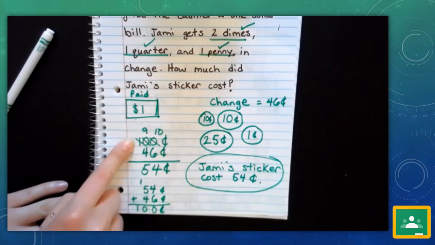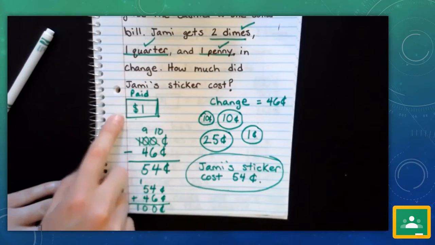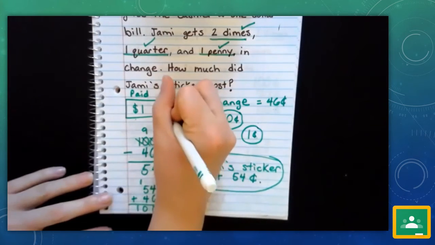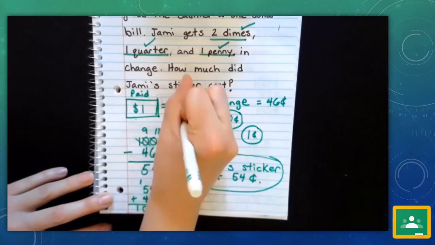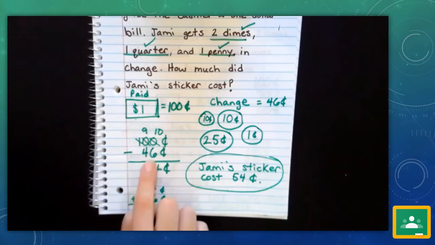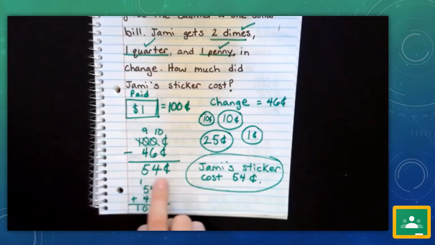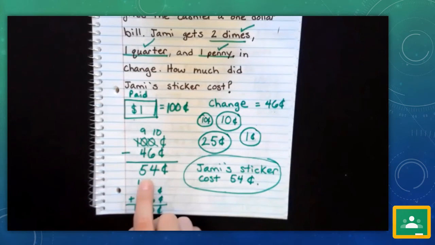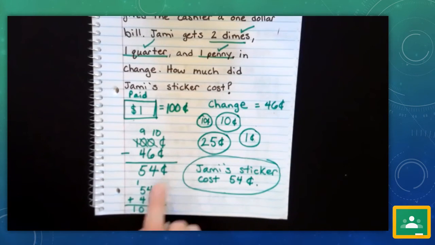So I started with what Jamie paid, 100 cents. I converted $1 to 100 cents so that I can do my math clean and efficient. And then I subtracted the change. I took away 46 cents so that I can find out how much her sticker costs. And when I did that work, I found out that her sticker cost 54 cents.